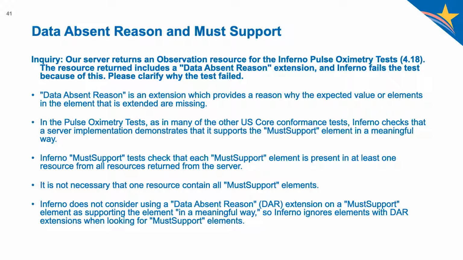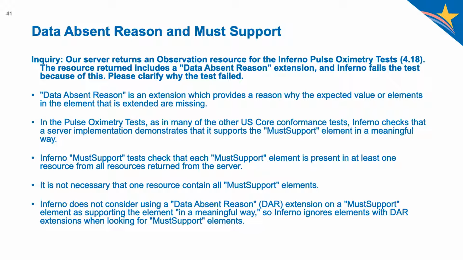Next slide, please. Okay, so this is an inquiry around data absent reason and must support. So our server returns an observation resource for the Inferno pulse oximetry tests. The resource returned includes a data absent reason extension, and Inferno fails the test because of this. Can you please clarify why we are failing? So the data absent reason extension is an extension which provides a reason why the expected value or elements in the element that is extended are missing.